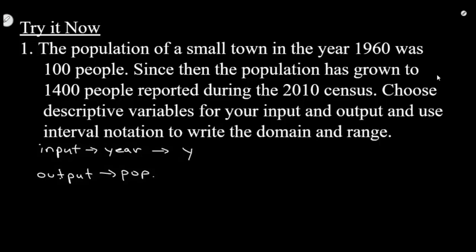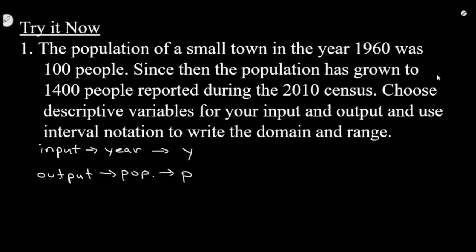And then what descriptive variable would you like to use for the output? And again, there's no wrong answer. We just have to pick something. P. And a lot of times we do want to pick things that make sense, right? Y for year, P for population. Okay, so once we've done that, we want to use interval notation to write the domain and range.